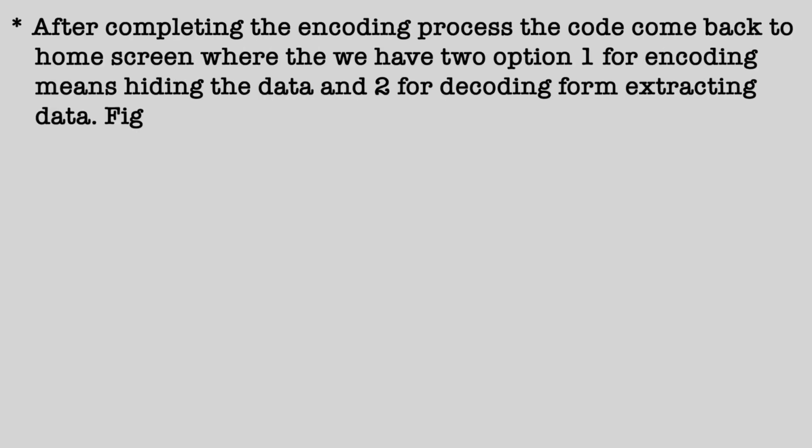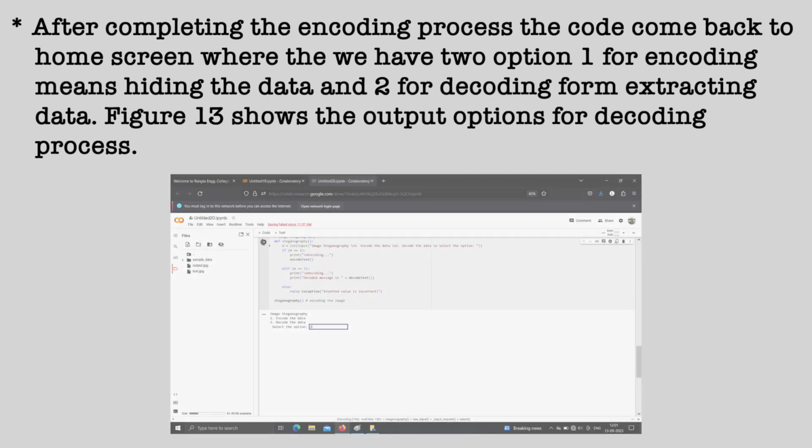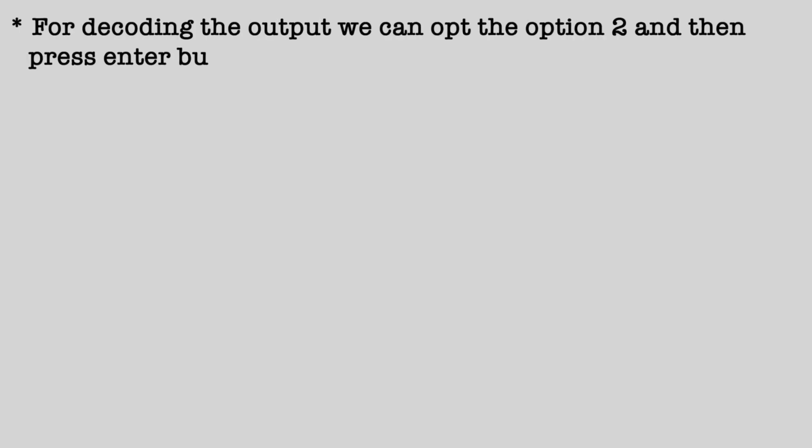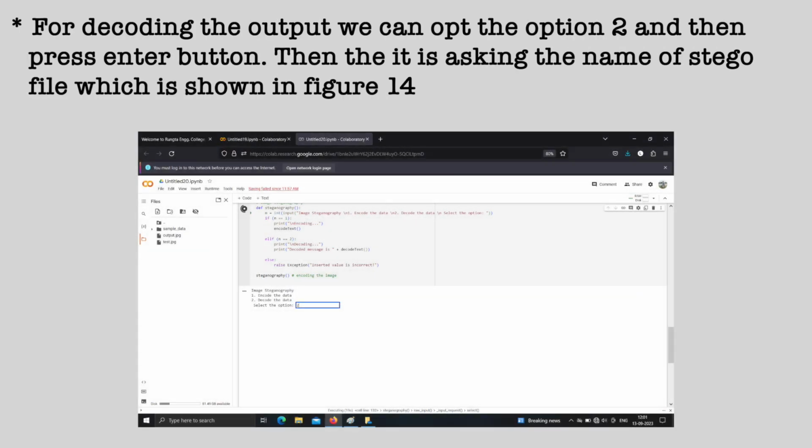After completing the encoding process, the code comes back to the home screen, where we have two options: one for encoding and hiding the data, and two for decoding, extracting the data. Figure number 13 shows the output option for decoding. For decoding the output, we can opt for option 2 and then press the enter button.